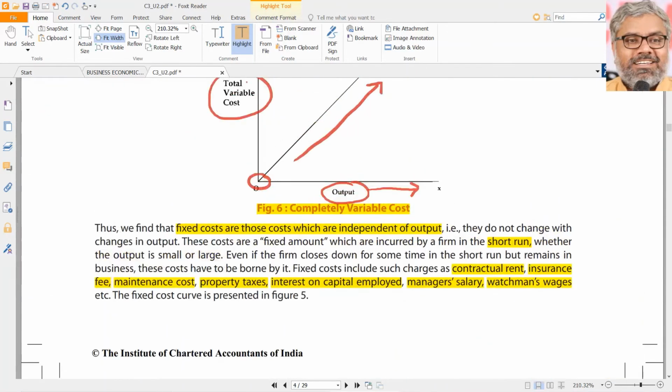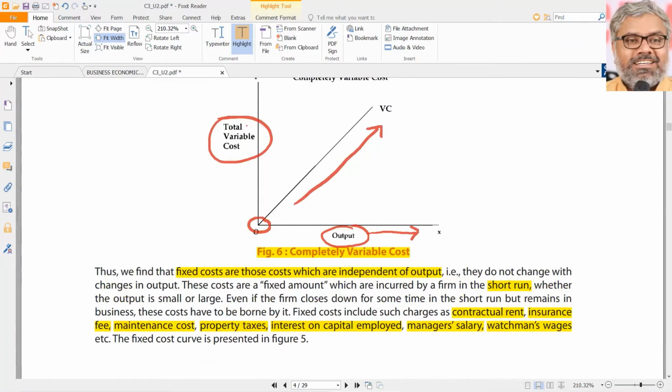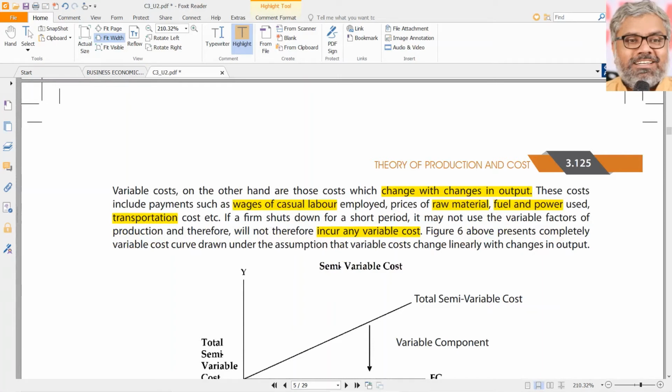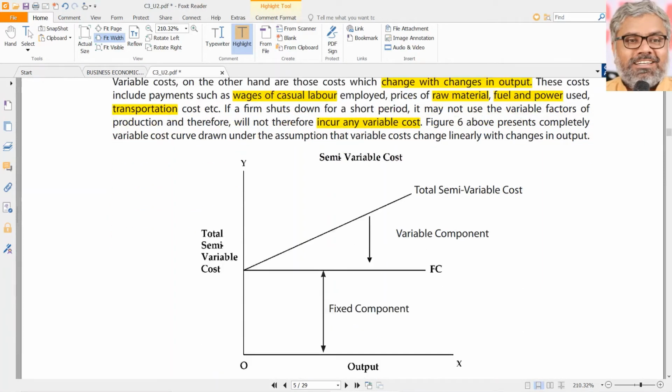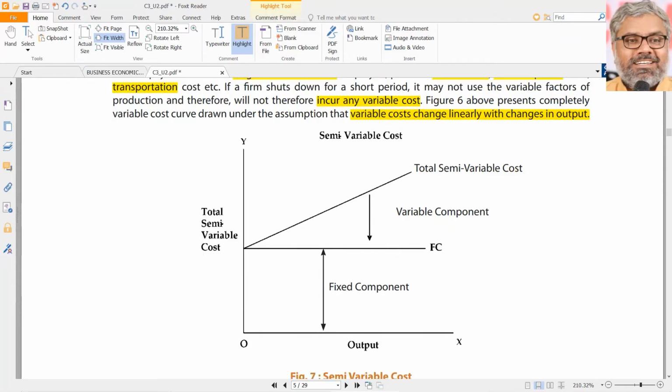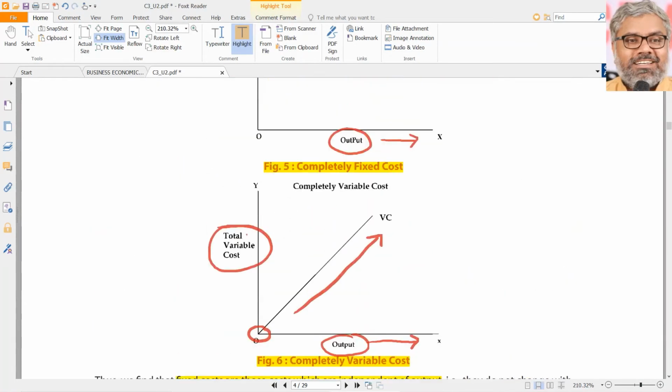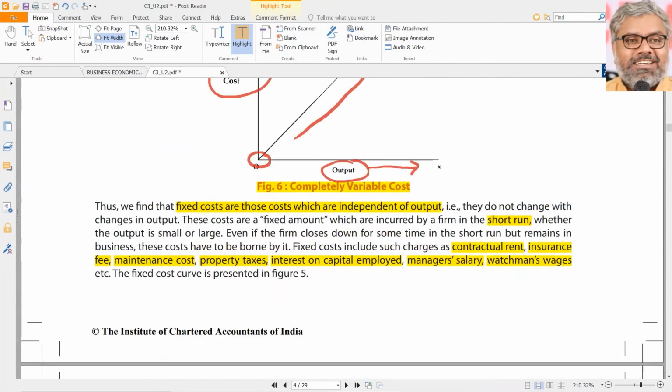That is complete variable cost, what we are discussing about, which was depicted in figure number 6, which will be directly related with the level of activity. So what can we conclude here? The variable costs will change linearly with the change in output. With that assumption, without any curves at all, the straight line we have drawn, that's okay. But they will go along with the changes in output. Output increases, total variable cost also increases. Output decreases, the total variable cost also decreases. That is total fixed cost, total variable cost, completely fixed cost, completely variable cost.